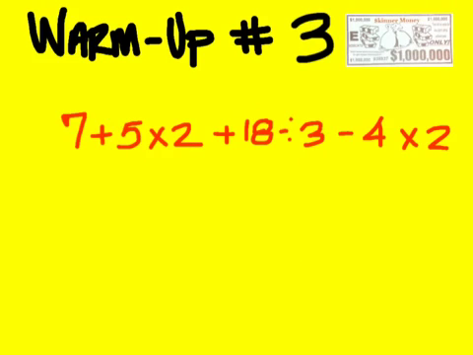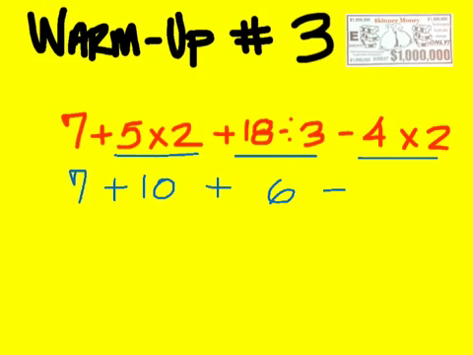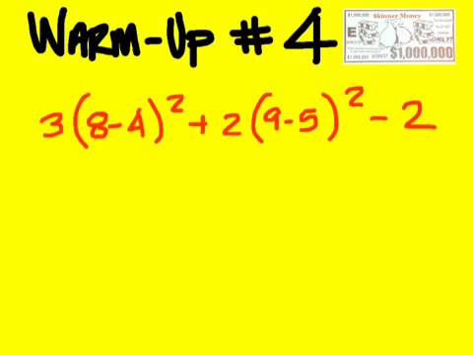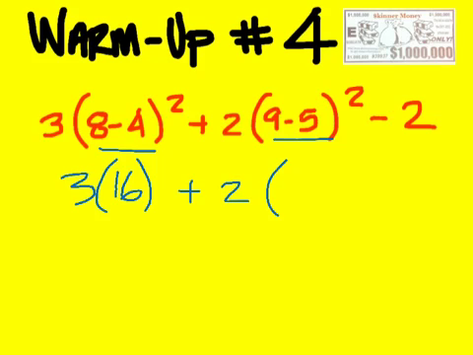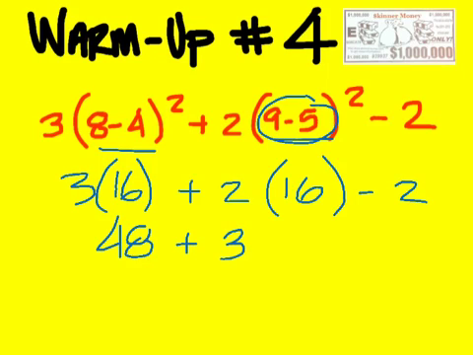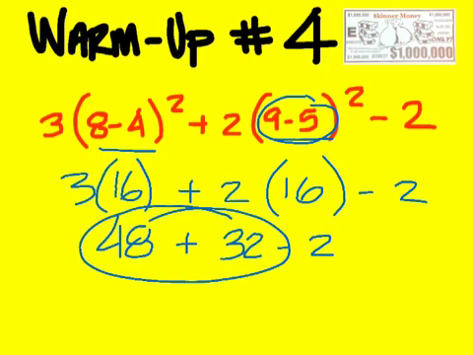Number 3. Solution on this is 7 plus 10 plus 6 minus 8. It all comes down to 15. Number 4. For this one, you're going to have a 2 there and a 4 there. Square them to get 16, and then over here you'll have a 4 again. Square that to get 16. So it's 48 and 32, which is 80, and subtract 2, 78.